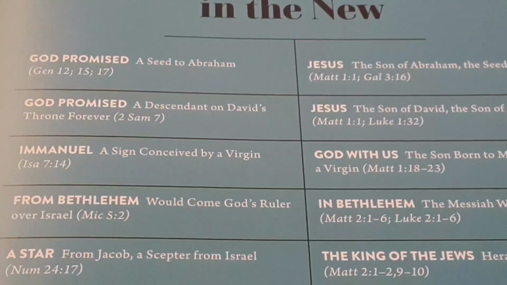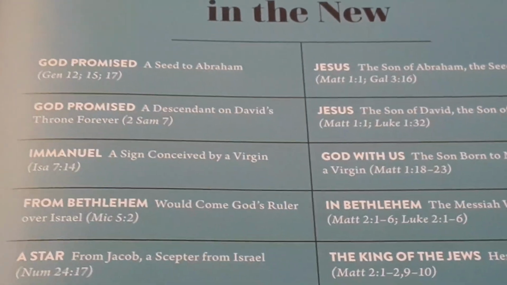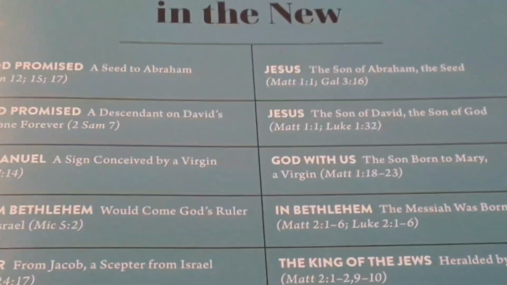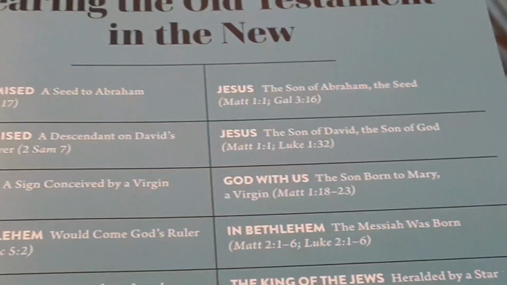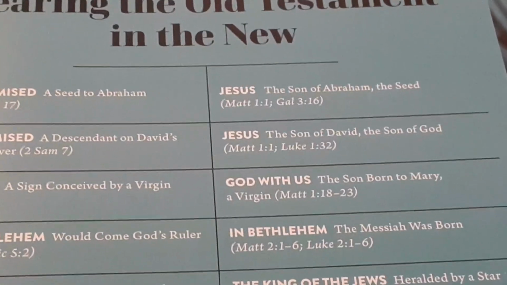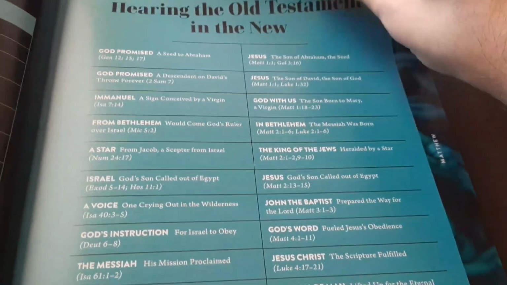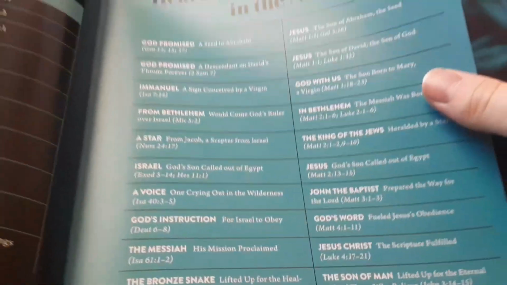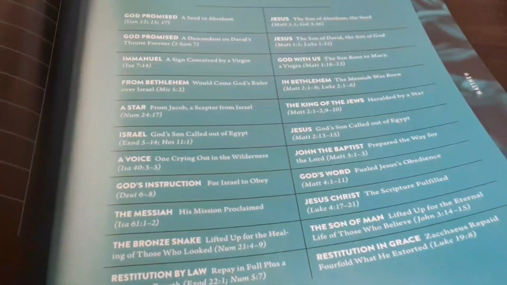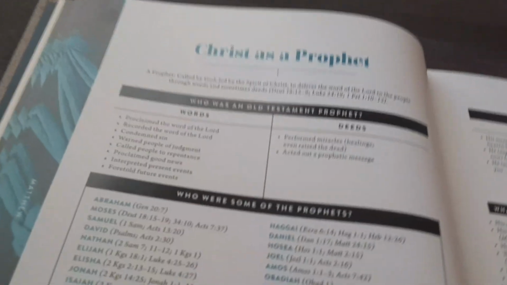How you have a seed to Abraham in Genesis chapter 12, 15, and 17, and the son of Abraham, the seed, Matthew 1:1 and Galatians 3:16. So that's basically how that works too. Now this is pretty interesting, and I'm glad that Holman made something like this to help us with our studies through the New Testament, along with the Old Testament too.